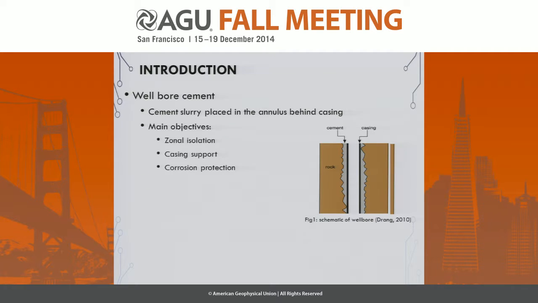Introduction. Well-bore cement is the cement slurry placed in the annulus behind the casing, as shown in the figure on the right. And the main objective is to provide zonal isolation and casing support, also the corrosive protection.